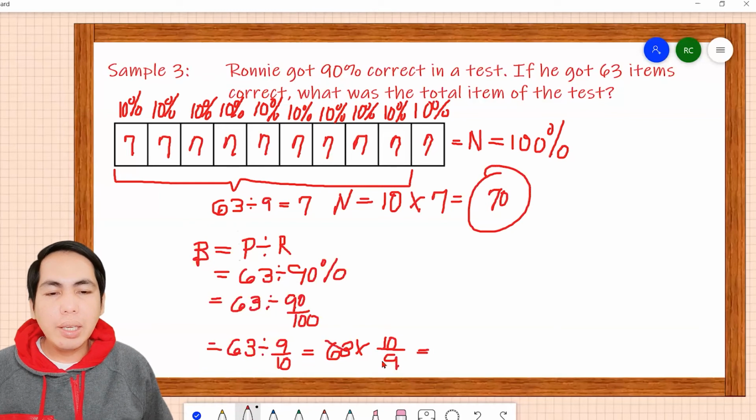So 63 and 9 can be cancelled by dividing both numbers by 9. So 9 divided by 9 is 1. 63 divided by 9 is 7. So 7 times 10 will give us 70.